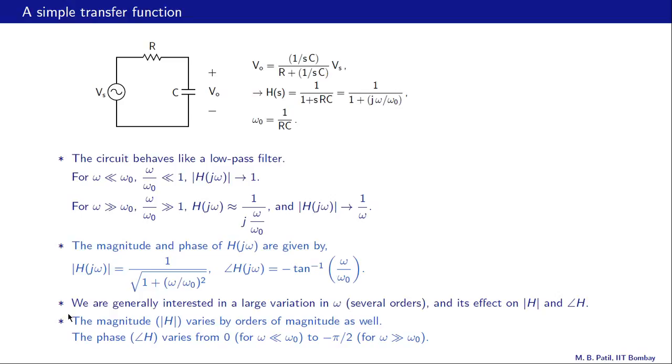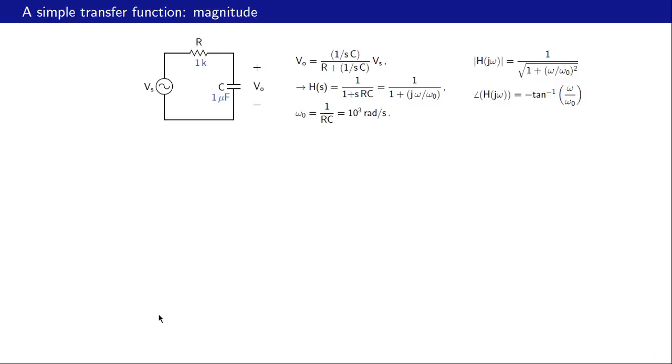And these are important observations that we should keep in mind. They will help us when we want to plot mod of H and angle of H as a function of frequency. Let us now look at how H varies versus omega, and that is given by this relationship. We are talking about the magnitude of H right now.